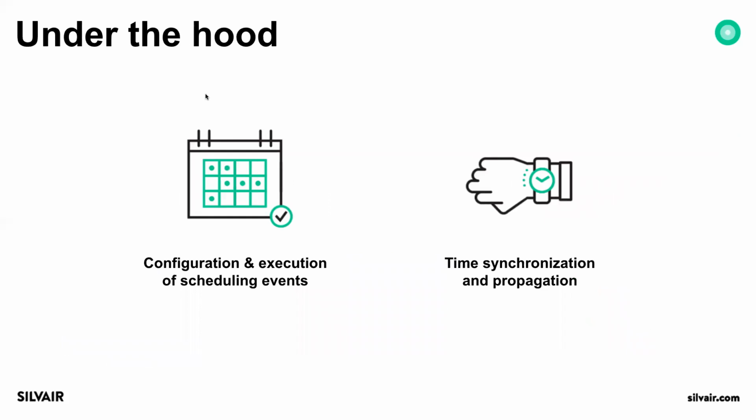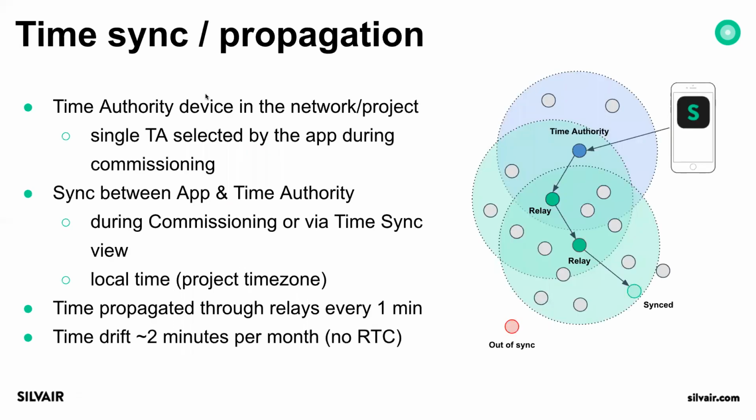Okay, so we went through the process of how to set up the in-node scheduling. Now I would like to discuss some technical details of how this in-node scheduling works in our solution. Here we have 2 topics. One is the configuration and execution of scheduling events, and the second is time synchronization and time propagation in the network. So let's start with the time synchronization.